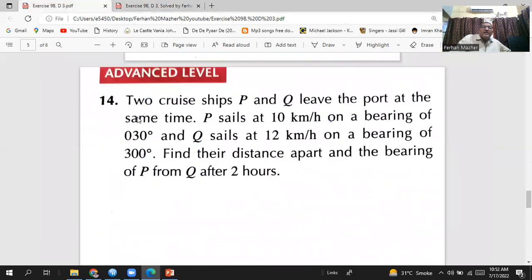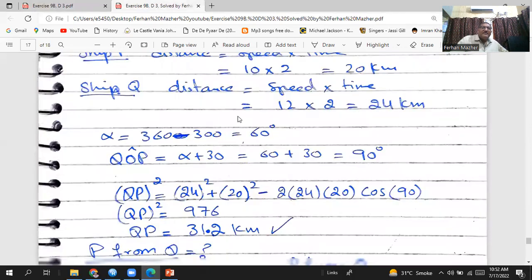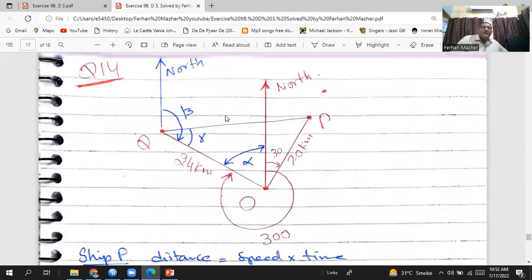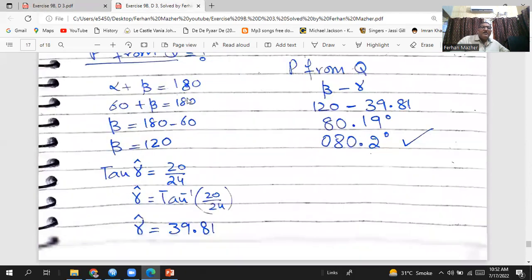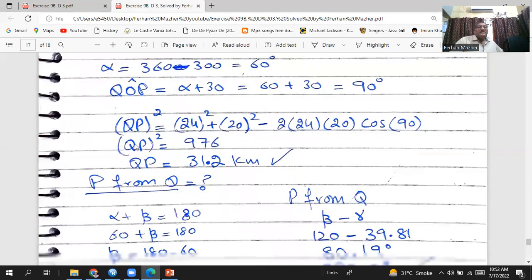So the next question is, and the bearing of the P from the Q. They want you to find the bearing. I know the distance now. This distance is how much? 31.2 kilometer. So this is a triangle whose all three sides are known. So they want me to find out the bearing. What is the question? The bearing of the P from the Q. So you see this beta and this alpha. They are alternate angles to each other. So I will try to find out this angle.